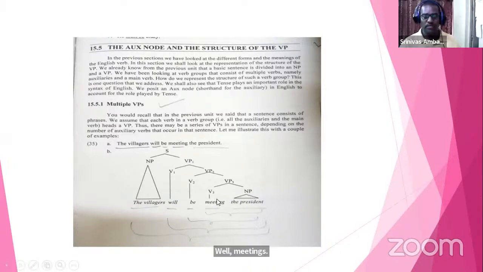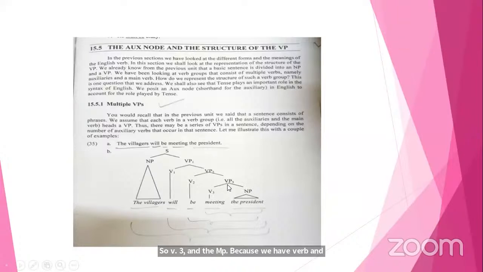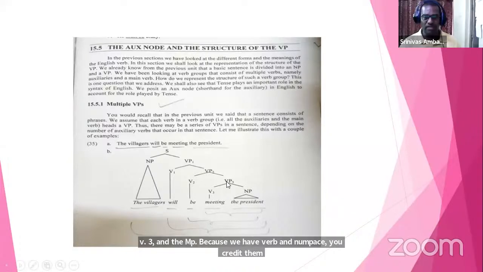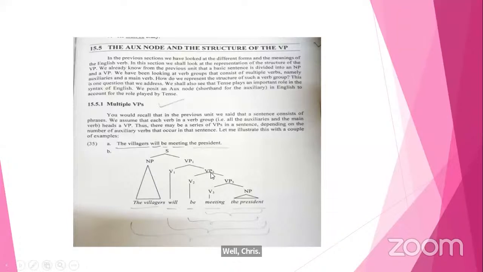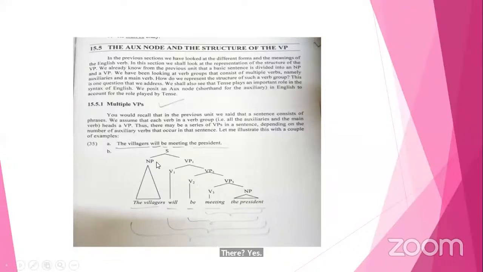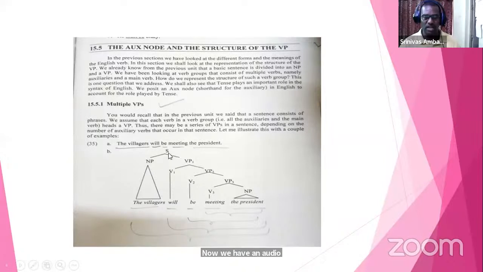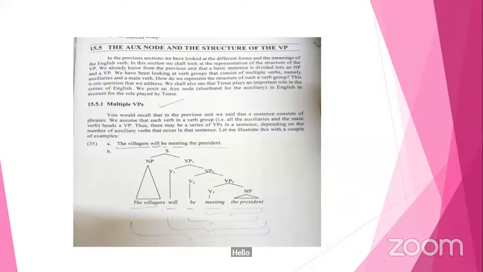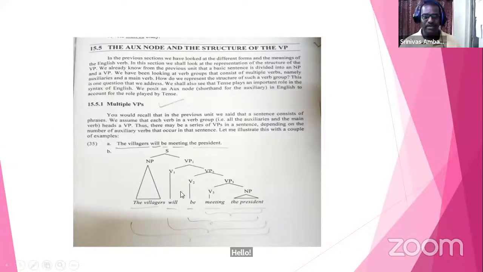So verb and noun phrase, you call it a verb phrase 3. Again, we have a verb and a verb phrase, you call it verb phrase 2. Again, you have a verb and a verb phrase, verb phrase 1. Now we have a noun phrase here, verb phrase here. All together, you call it a sentence.